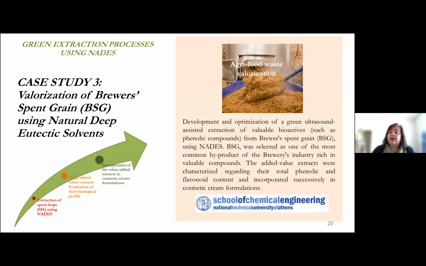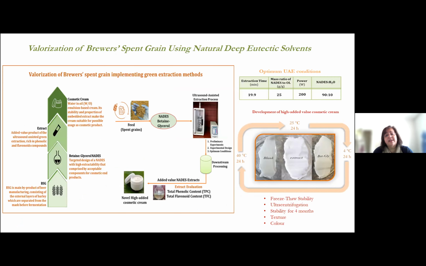Another example of agri-food waste valorization is the extraction of brewer's spent grain using NADES. This is a very important and common byproduct of the brewery industry, and it has a lot of phenolic compounds. And again, we followed the same path, and at the end, the beta-glycerol extract was incorporated in cosmetic creams.